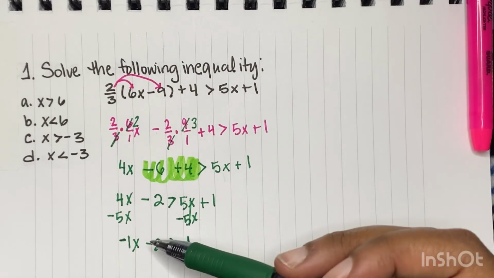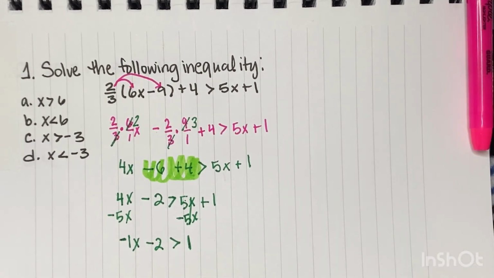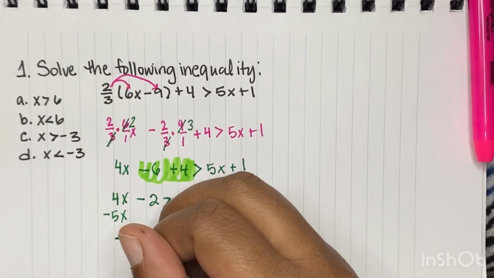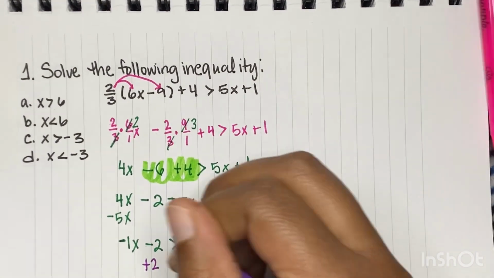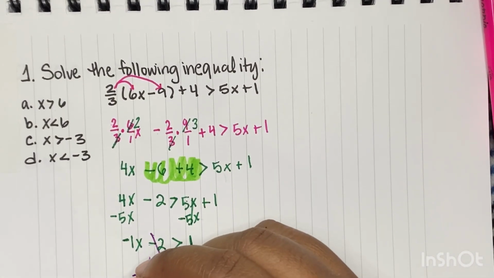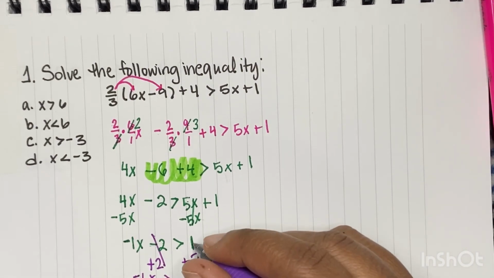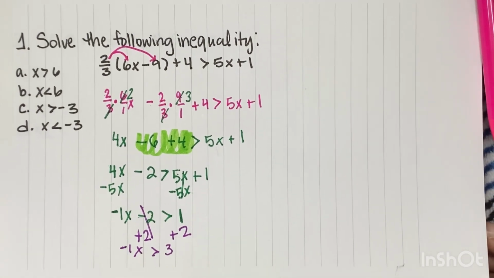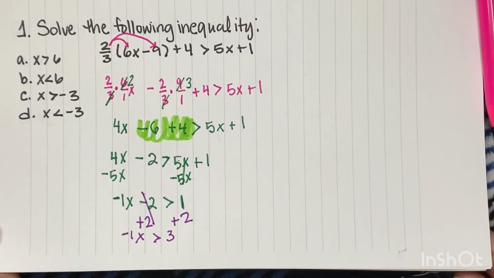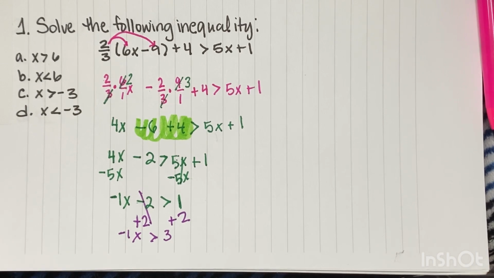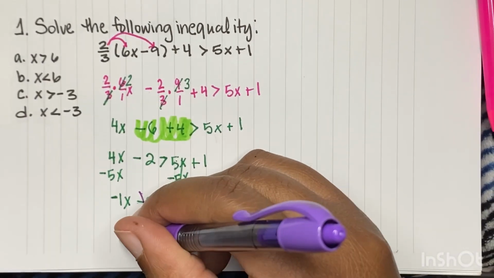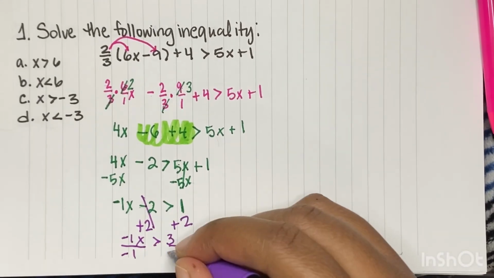Okay. Now we need to move this negative 2 to the other side. We're going to do that by doing the opposite of minus, so we're going to add 2 to both sides. We're going to drop down this negative 1x greater than 1 plus 2 is 3. Let me go down a little bit so you guys can see it. Now we want x by itself. You have to think about how these are connected. They're connected by multiplication, so what undoes multiplication is division. So we can divide by a negative 1.